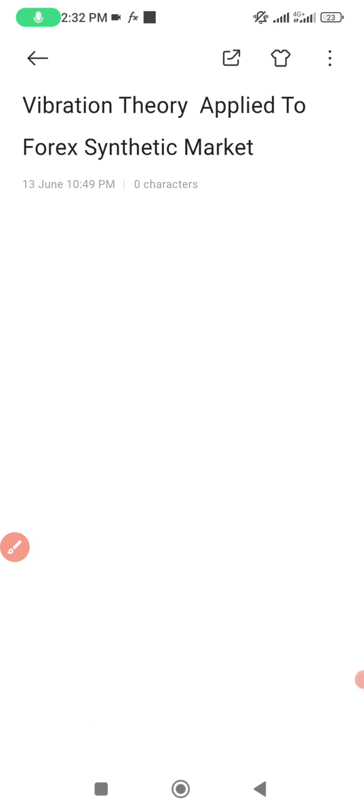Now we are going to bring in the mathematical view of this vibration theory in the Forex synthetic market. So the general equation of frequency of a vibrating particle is given by small f.